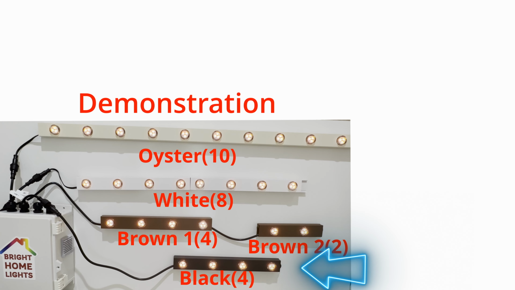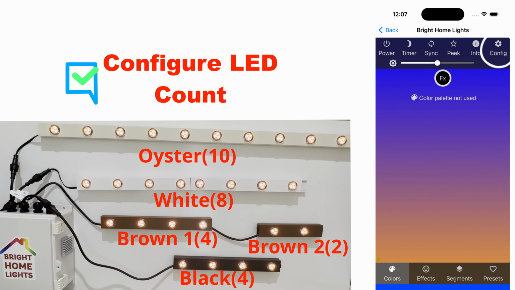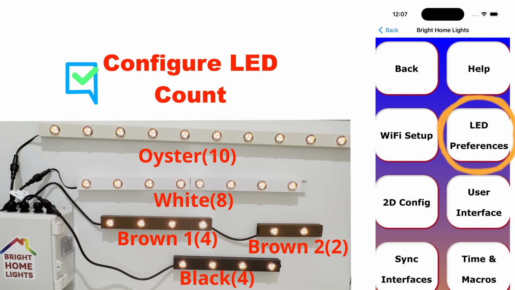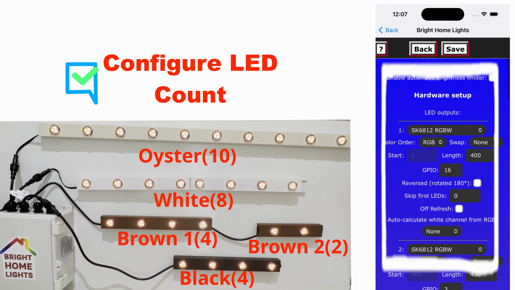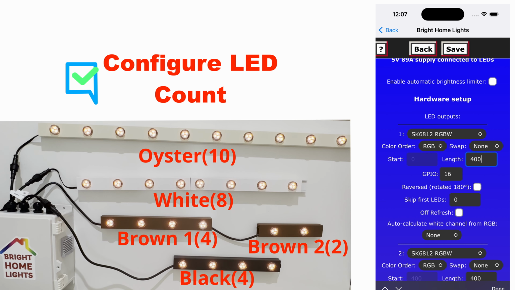To configure the LED count, follow these steps. Navigate to Config. Select LED Preferences. Under the Hardware Setup section, you'll find the settings for LED outputs. Depending on your controller model, you may have between 4 to 8 data outputs, corresponding to the physical wires on the controller. With the known LED counts, we can configure the settings in the length field as follows.